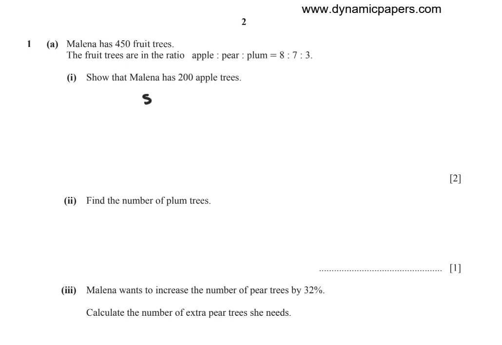The sum of parts equals 8 plus 7 plus 3 equals 18. For apple we have 8 parts, so 8 over 18 times 450 equals 200.